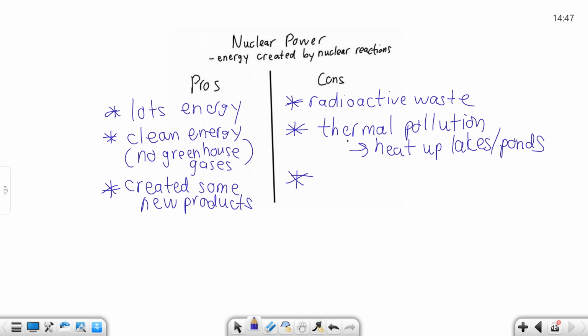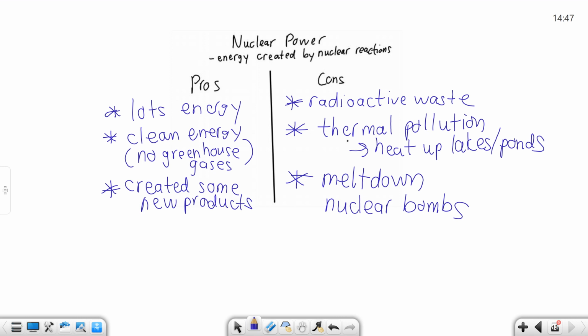And then last, another good con, even though it's creating some new products, obviously we could have meltdowns or nuclear bombs from it, if it's put into the wrong hands. So those are the primary ways.